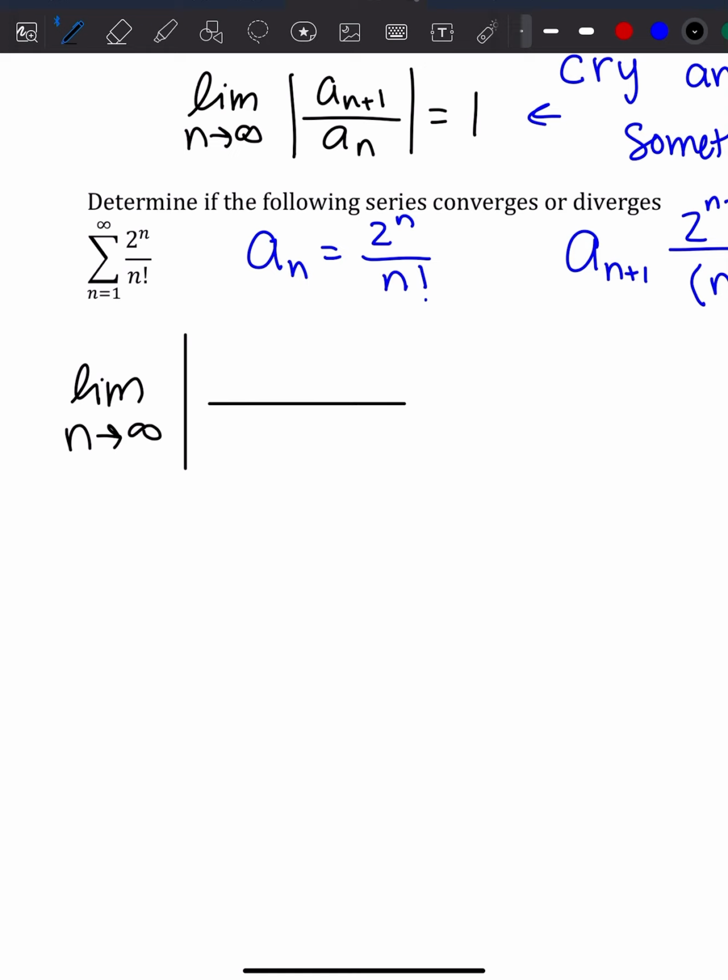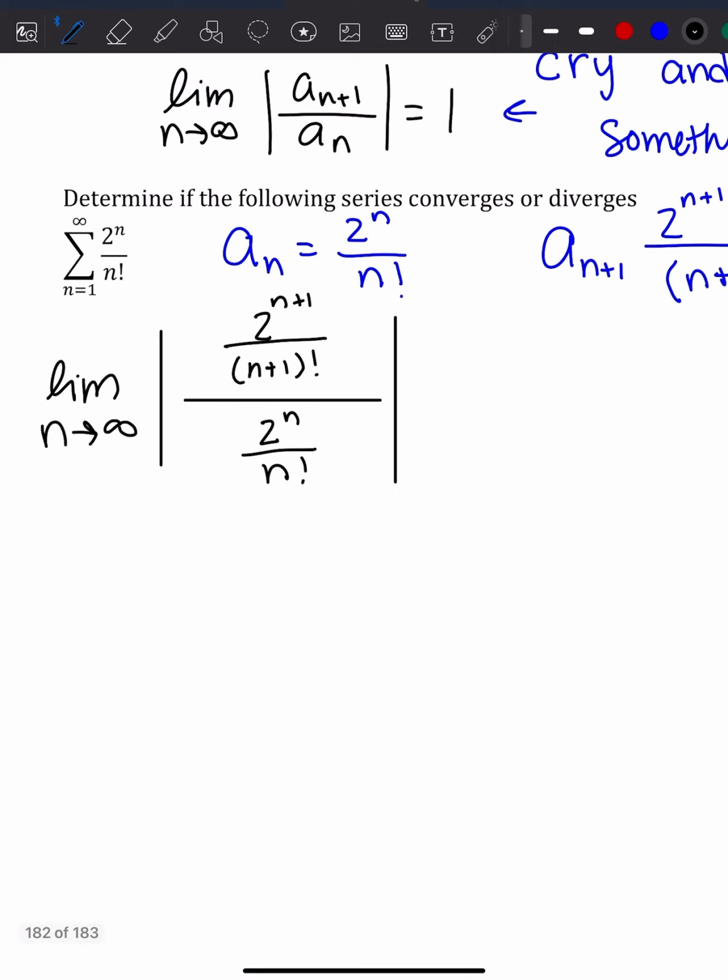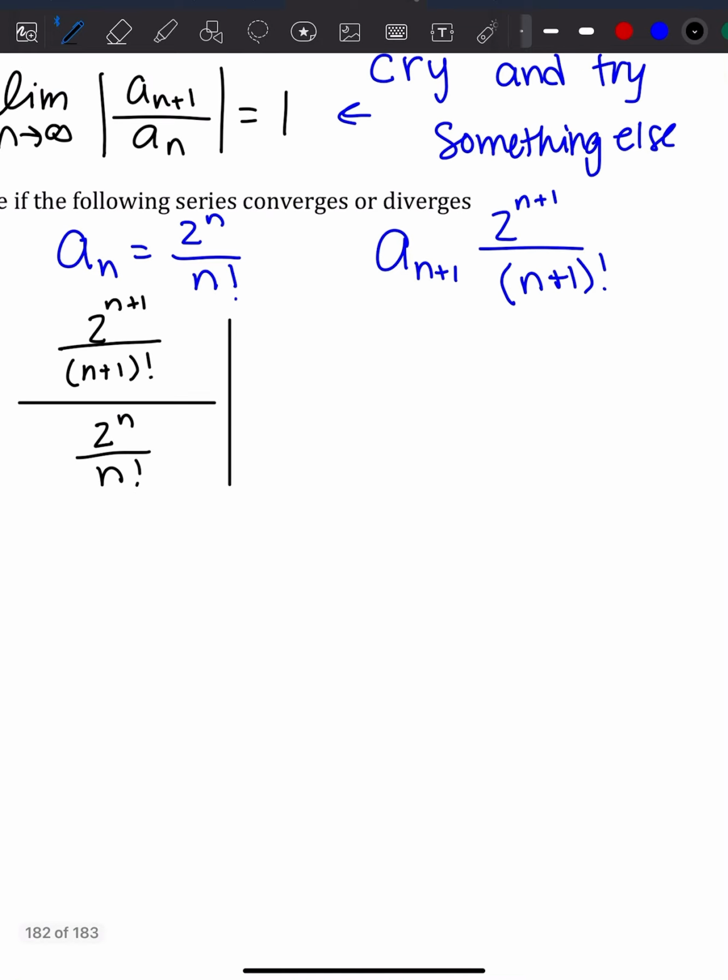On the top of our fraction, we're having n plus 1, so 2 to the n plus 1 divided by n plus 1 factorial, dividing it by a sub n, so 2 to the n divided by n factorial. So now we need to figure out what this would be. One of the first things that we're going to do is move it around. We're going to multiply by a reciprocal instead of dividing two fractions.